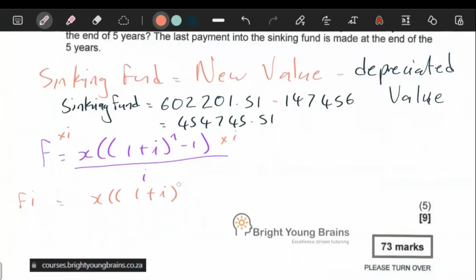And then what you do is you divide everything by this big bracket here, you see. So your value of x will be equal to fi divided by this big bracket, because you divide by the big bracket on both sides. So here, fi divided by 1 plus i to the power of n minus 1. This is equal to x.